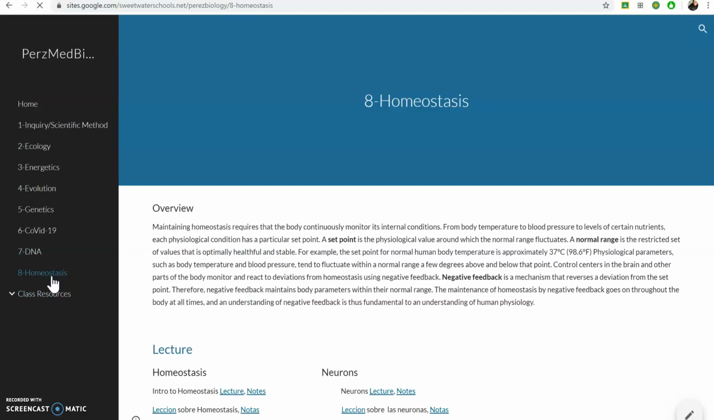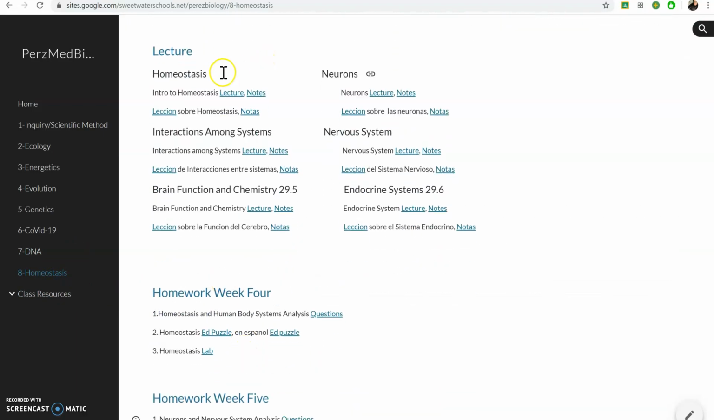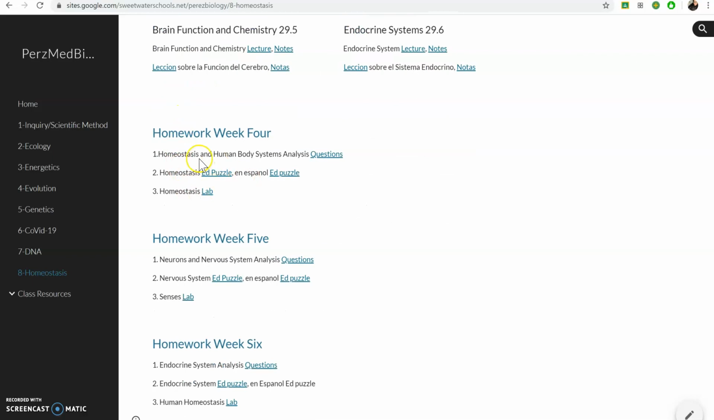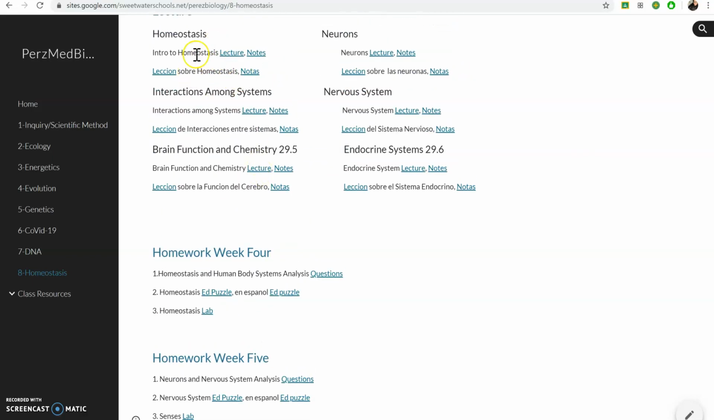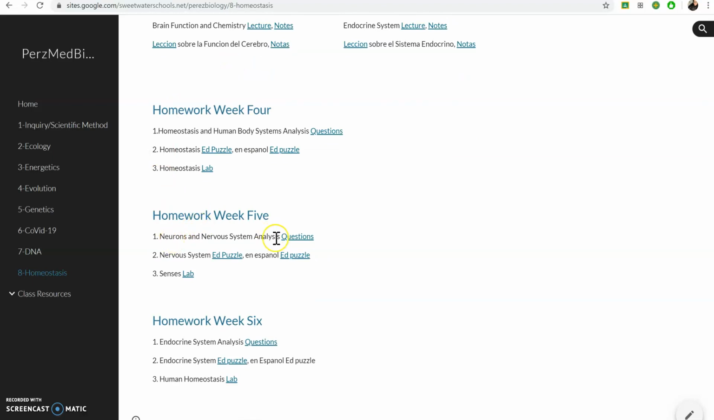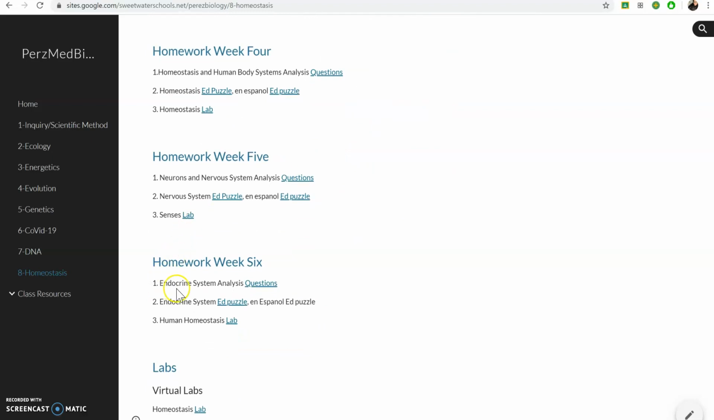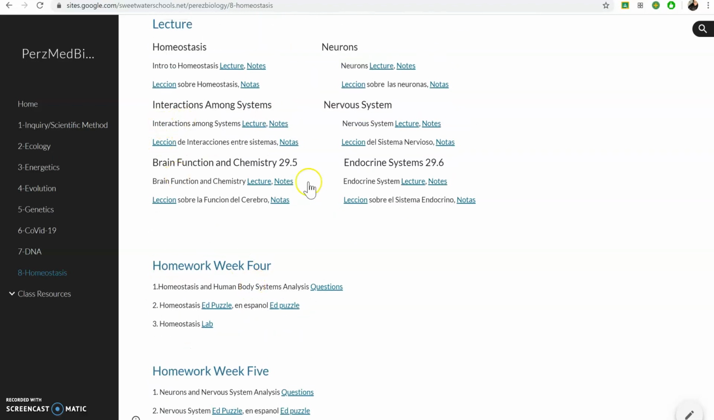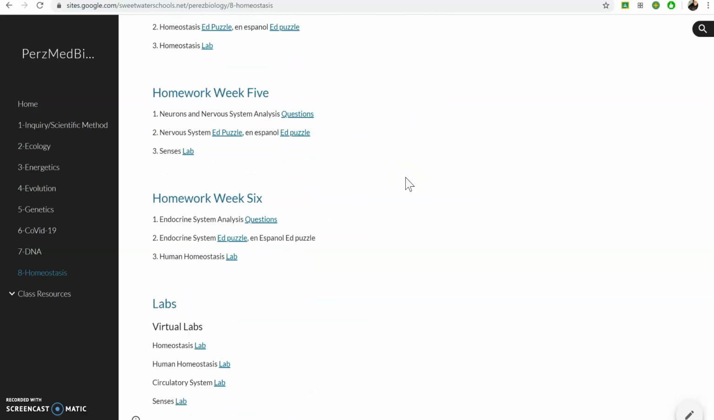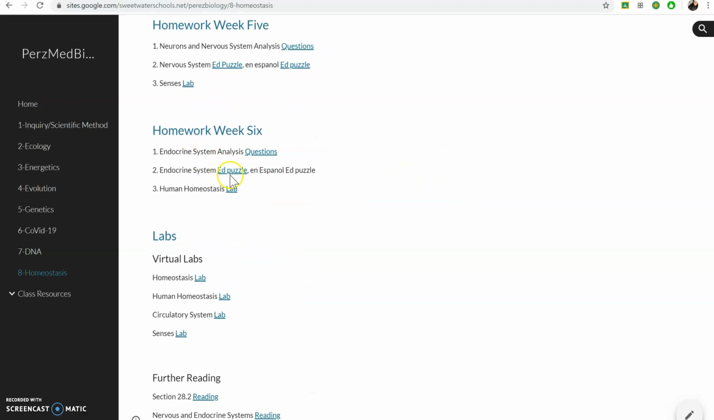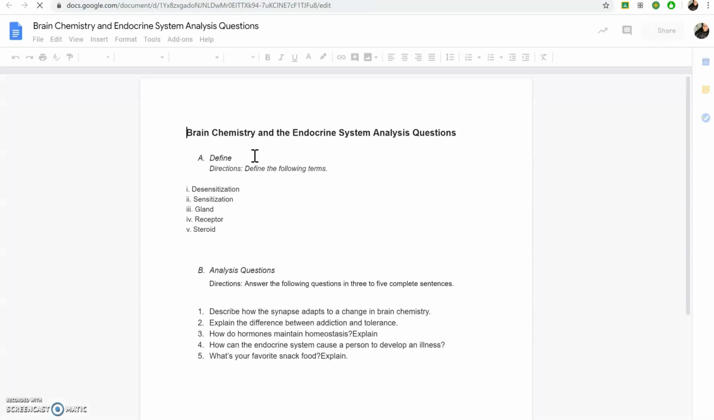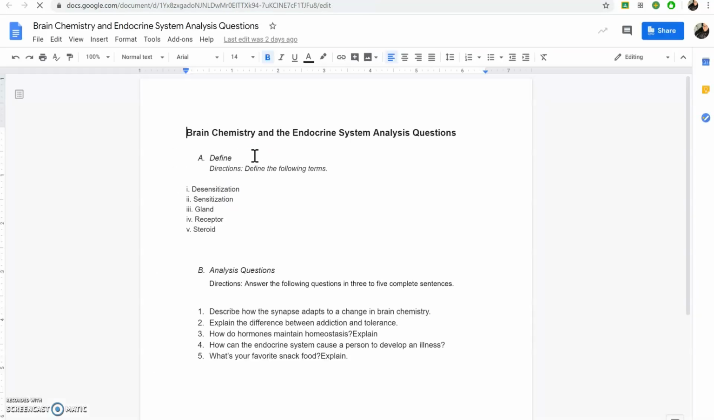All right, this is our last unit, homeostasis. So we've got 1, 2, this is week 4, homeostasis in human body systems analysis. And then week 5, neurons and the nervous system, those are over here. And then the last week is endocrine system analysis questions, so that's just brain function and endocrine system. All right, so you've got an Edpuzzle, the Explore Learning Lab, and then the analysis questions. And those are going to look just like that every time. So just make sure that you make a copy before you start filling it out.